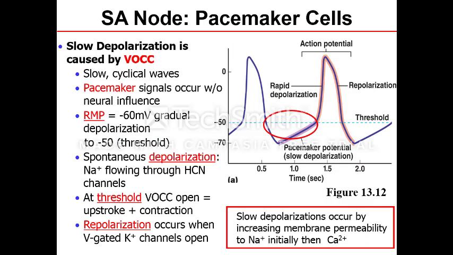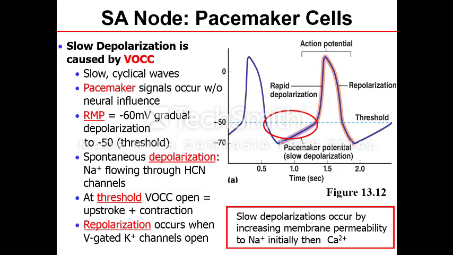Okay, so the SA node, acting as the pacemaker, has some unique characteristics that we're seeing here in figure 13.12. Pacemaker signals occur without neural input, causing autorhythmic myogenic contractions. The autorhythmic pacemaker cells do not function as contractile units. They only function to coordinate rhythmic beating of the heart.